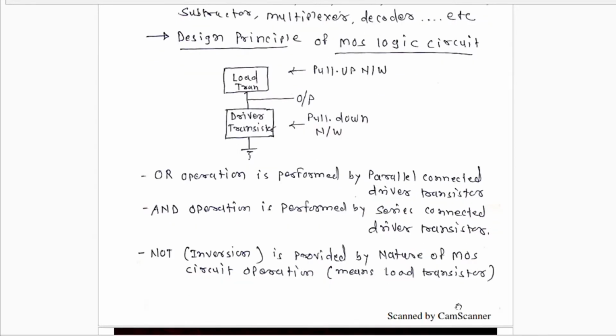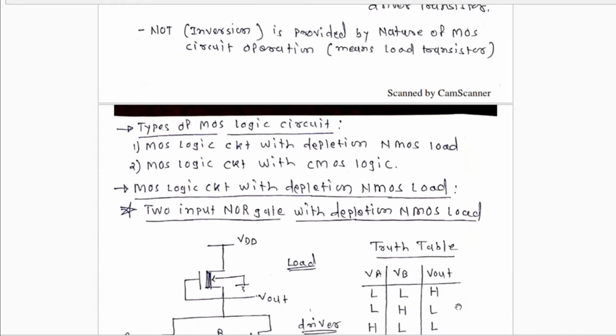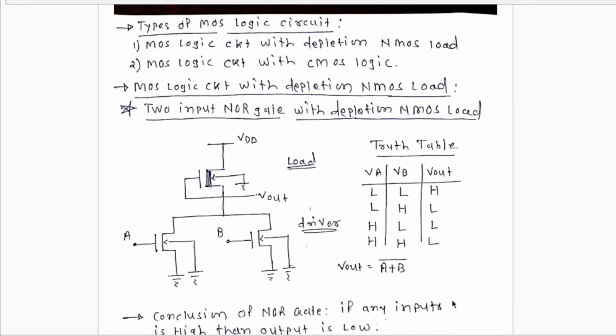Now, types of MOS logic circuit. There are two types. First, MOS logic circuit with a depletion NMOS load. Second, MOS logic circuit with CMOS logic. Today in this session, we will learn the MOS logic circuit with a depletion NMOS load. The first circuit is the two input NOR gate with a depletion NMOS load.